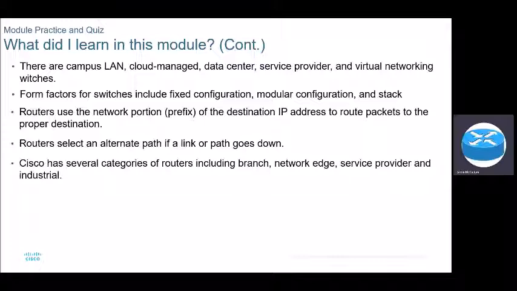There are campus LAN, cloud-managed, data center, service provider and virtual networking switches. Form factors for switches include fixed configuration, modular configuration and stackable. Routers use the network portion of the destination IP address to route packets to their proper destination, and they can select an alternate path if the primary path goes down. And Cisco has several categories of routers including branch, network edge, service provider and industrial.